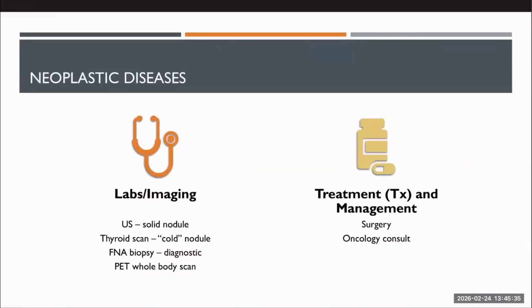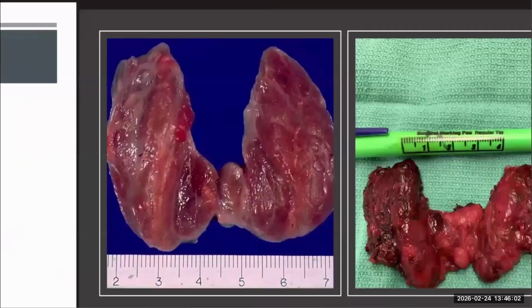Labs, imaging, solid nodule, cold on the scan, diagnostic. Because we now found cancer in the thyroid gland, we'll do a full body PET scan to see if this cancer is anywhere else in the body. So we're just going to check everything. Treatment management, you got to get surgery and oncology involved to get this tumor removed. So you got to consult them and get them involved in the case.